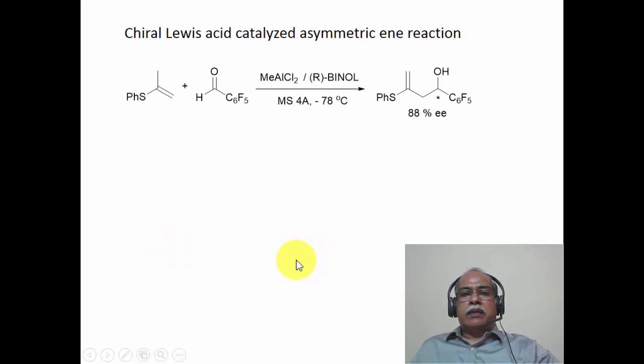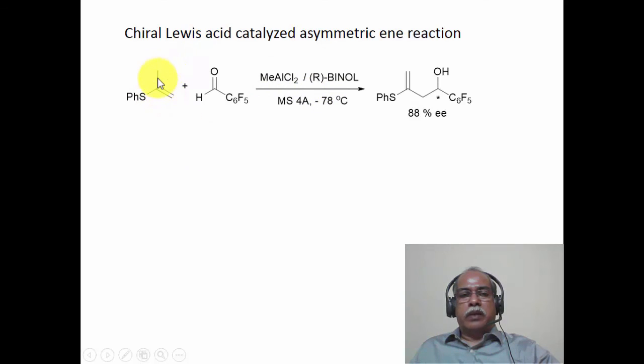Lewis acid catalyzed asymmetric ene reactions are also known. This is a chiral Lewis acid generated by reacting methyl aluminum chloride with R-binol. Binol is an optically active diphenol. When the aluminum reagent reacts with the binol, the corresponding aluminum phenoxide derivative is what is formed. So that undergoes the ene reaction.